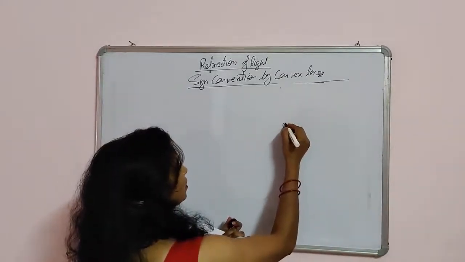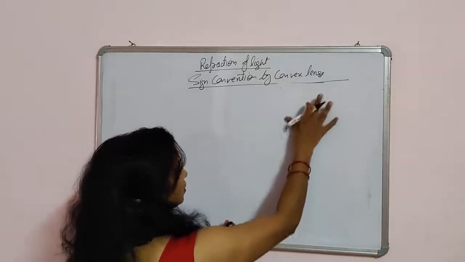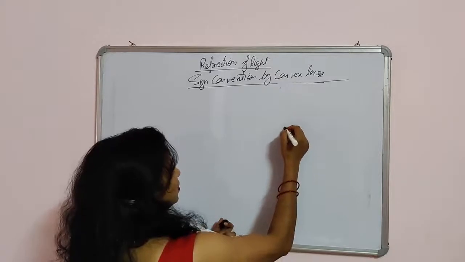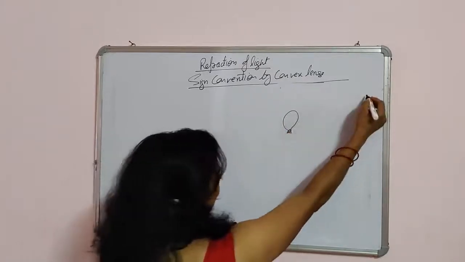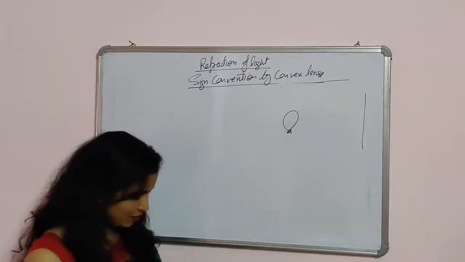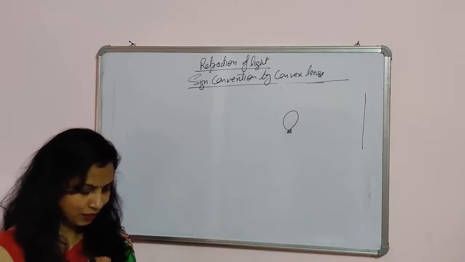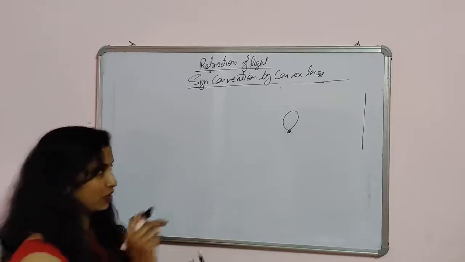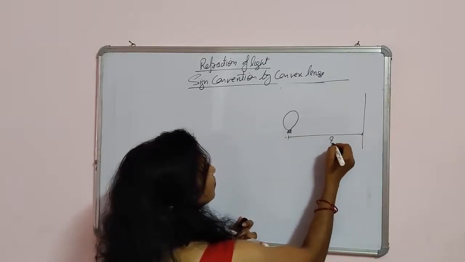Suppose this is a filament and this is the screen. According to the question, the filament of the lamp is 80 centimeter from the screen. So the distance between the screen and the lamp is 80 centimeter.